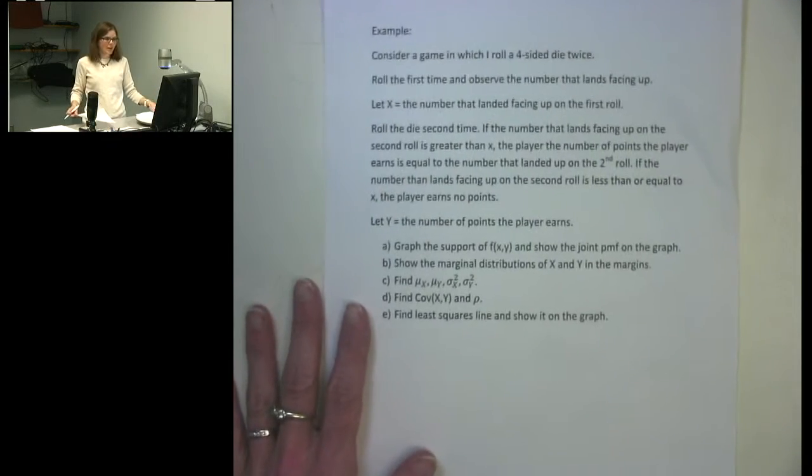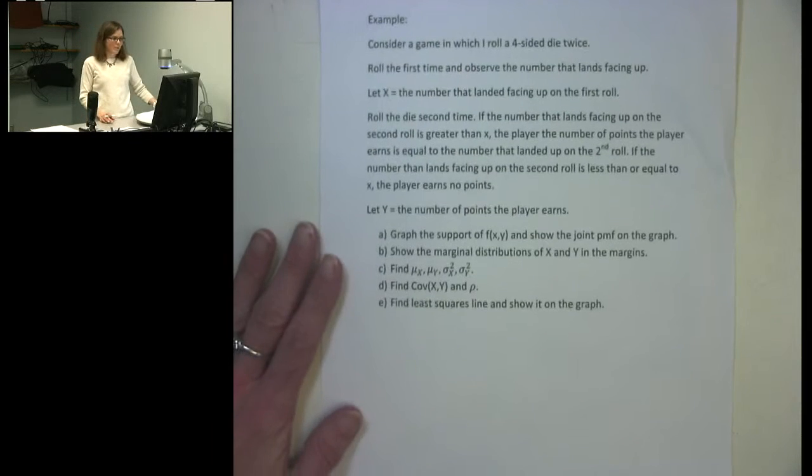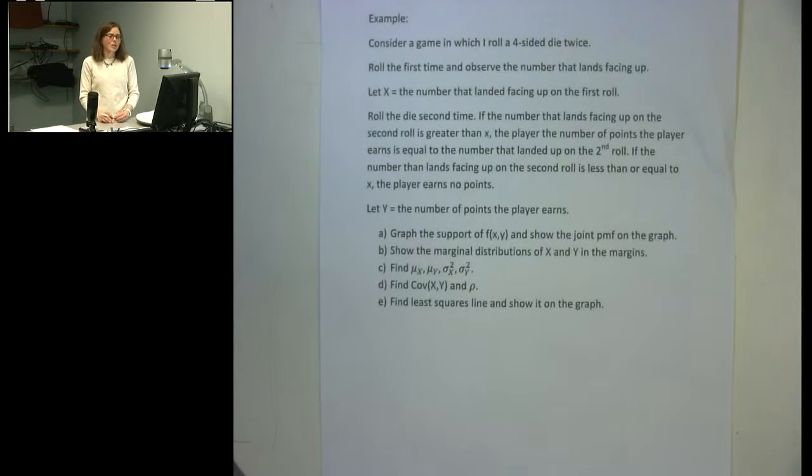This is not one from the book, it's one that I made up this morning, but we're going to consider a game in which I roll a four-sided die twice. I roll the die the first time and I observe the number that lands facing up, and X is the number that lands facing up on the first roll.